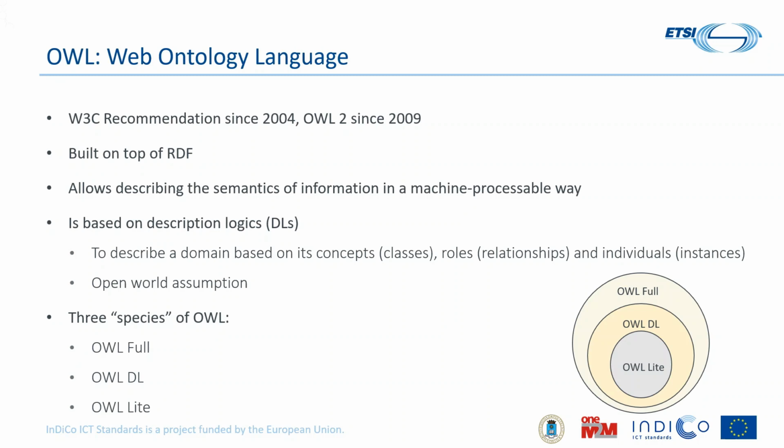As I mentioned before, OWL is built on top of RDF and extends RDFS. OWL allows us to describe the semantics of information in a machine-processable way, since it's based on RDF data. Also, OWL is grounded on description logics, which allows us to represent much more information. OWL allows us to describe a domain based on its concepts with classes, roles with relationships, and individuals with instances.